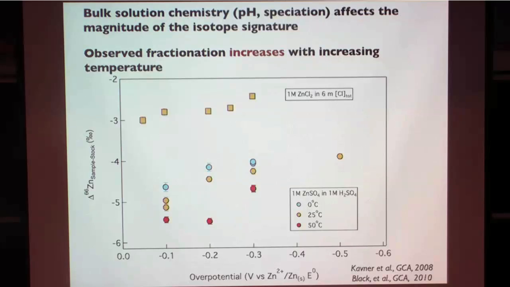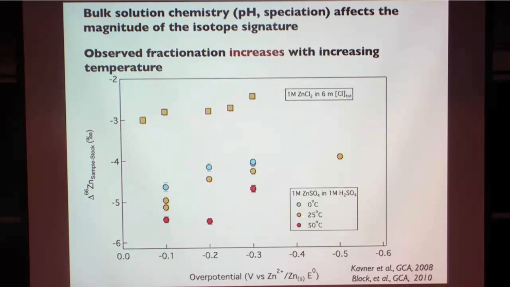Okay, so as we change the bulk solution chemistry, one big example is the pH. That affects the magnitude of the isotope signature. So this was the data that we saw before. Now we were at 0.3% fractionation. This is zinc, by the way. So we've changed. I'm looking at a different system. So we see the same thing now in zinc that we did in iron. This is zinc chloride being deposited. We get these large isotope fractionations. They evolve upward as we change the driving force.